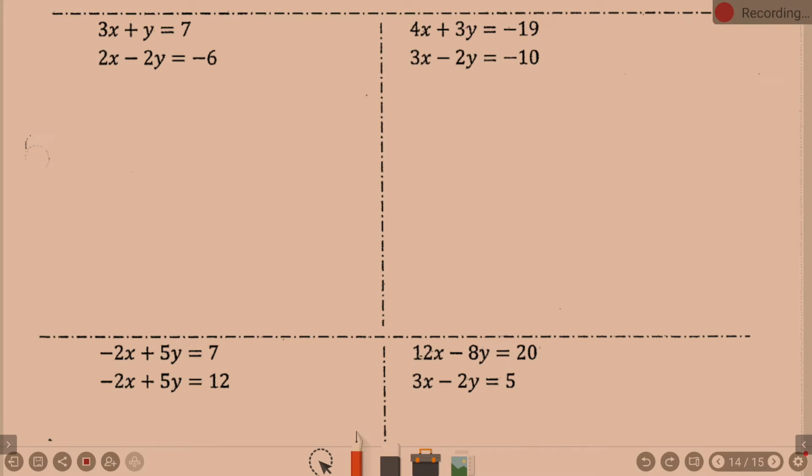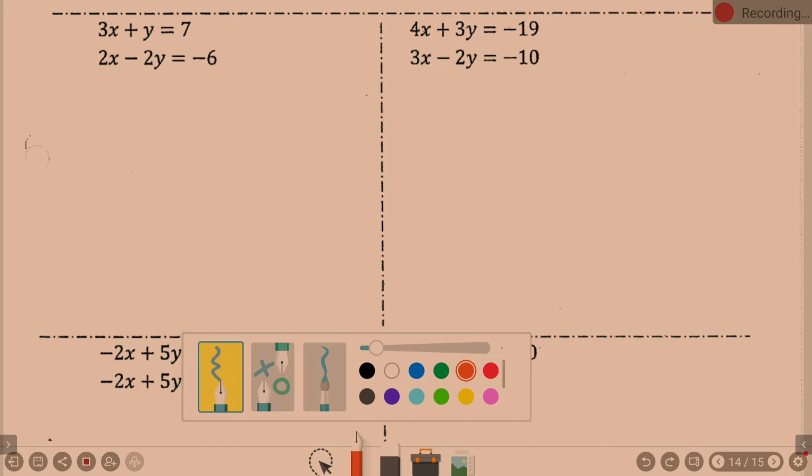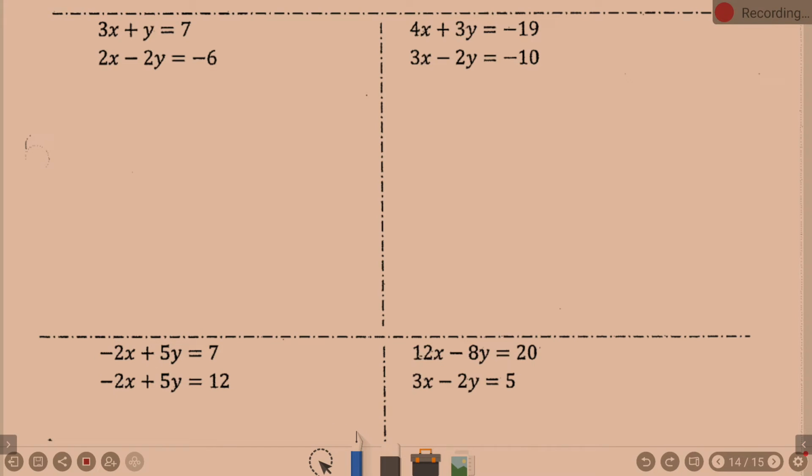3x plus y equals 7. 2x minus 2y equals negative 6. What do you notice here? They're different. Their signs are different. Their numbers are different. Yes, and there's a y by itself. I have 3x and 2x, so my x's don't have the same numbers. I have y and negative 2y, so my y's don't have the same numbers.